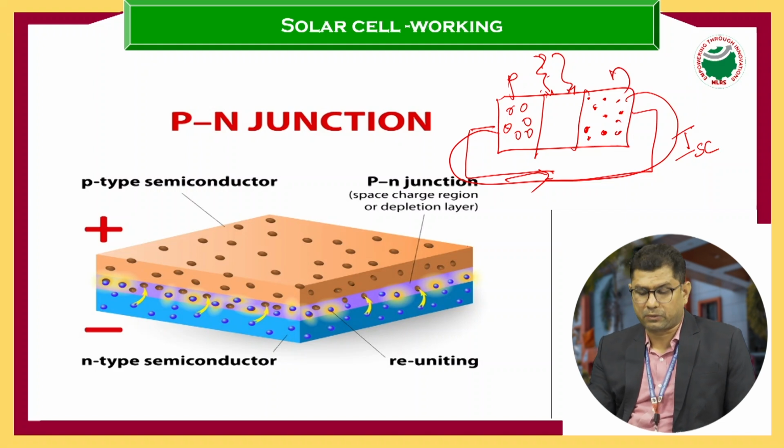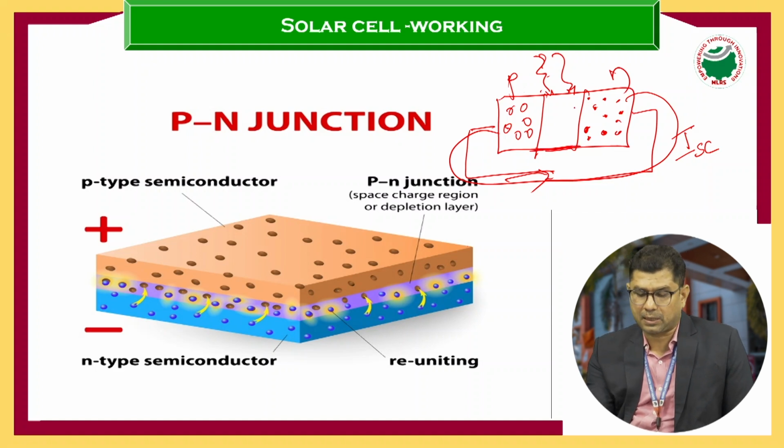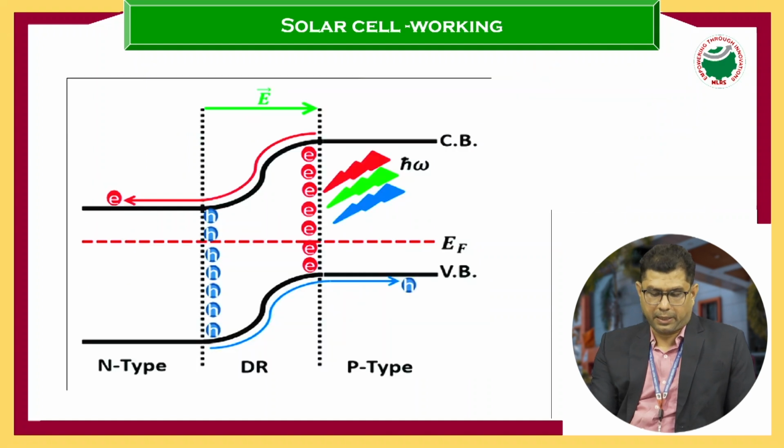What is the solar cell working? Whenever light of sufficient energy is made to be incident on the solar cell, electron hole pairs are generated in the depletion layer. These electron hole pairs are swept in opposite directions because of the barrier field. So like that, the voltage is developed in the solar cell. This is about the conduction band environment.